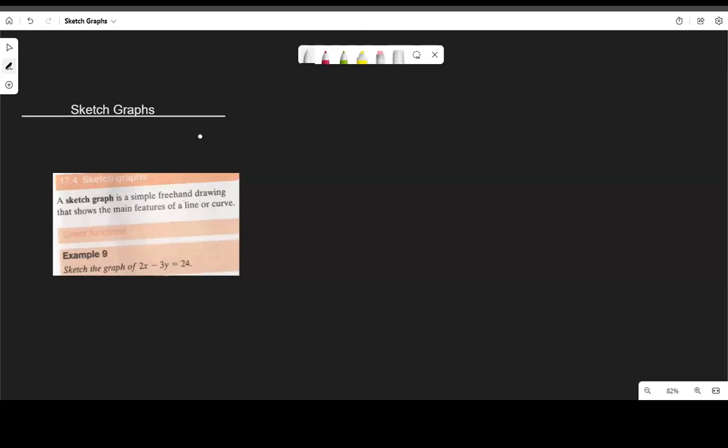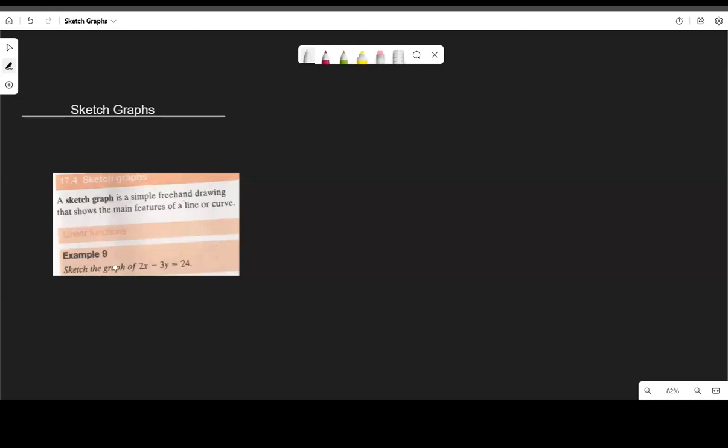So the first question here says sketch the graph of 2x minus 3y equal to 24. By the way, what is a sketch graph? A sketch graph is a simple freehand drawing that shows the main features of a line or a curve. So we'll start with linear functions, that is a straight line graph.